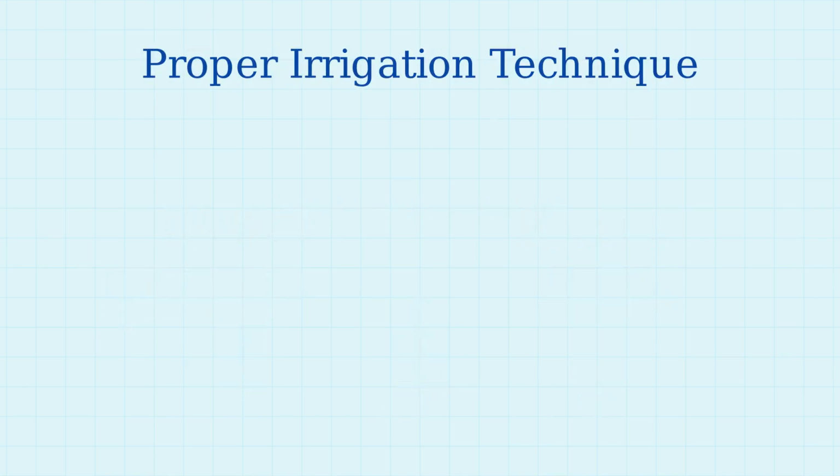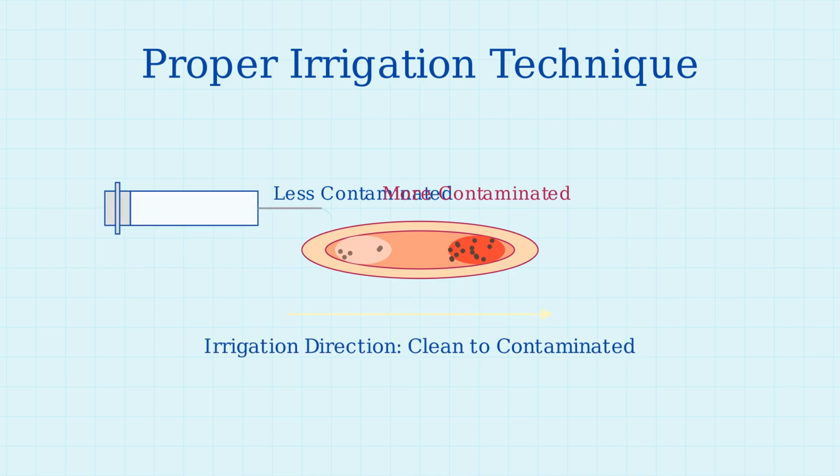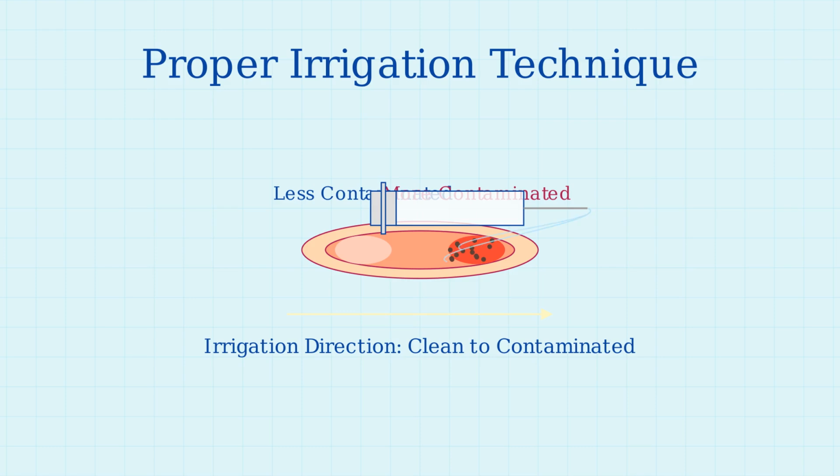When performing wound irrigation, proper technique is crucial for effective cleansing. Direct the flow from the least contaminated area to the most contaminated area to prevent spreading bacteria across the wound. Hold the irrigation device at the proper distance, about 1 to 2 inches above the wound. Irrigation should continue until the solution runs clear, indicating that debris and bacteria have been effectively removed.